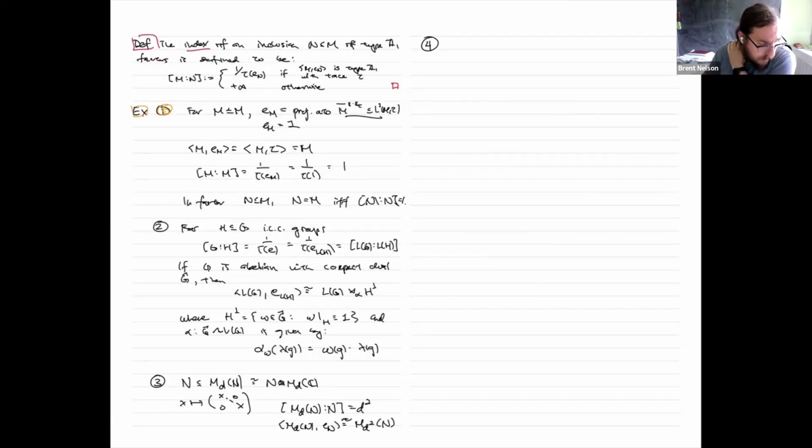And then I'm going to skip an example, but let me mention, so far all these examples have given you indices that are integers, but non-integer indices can occur.